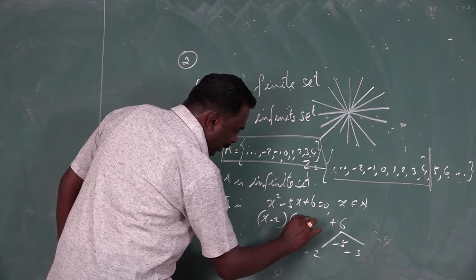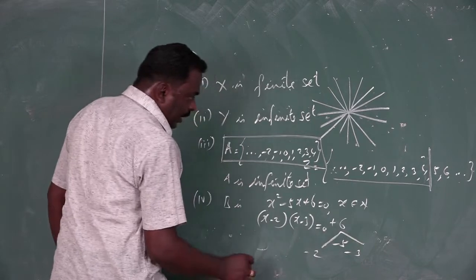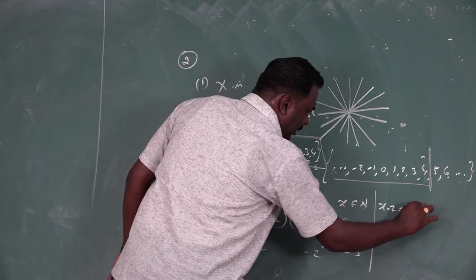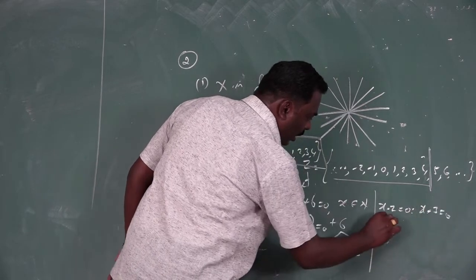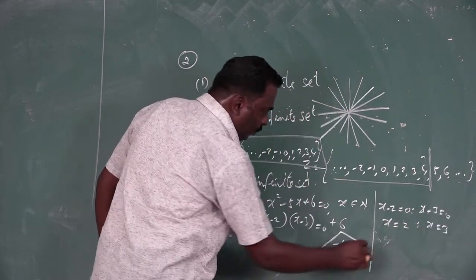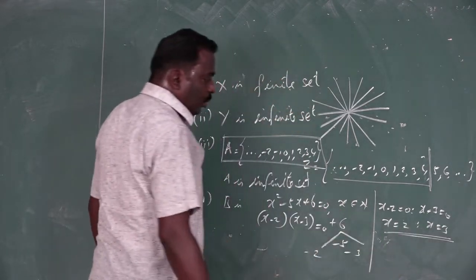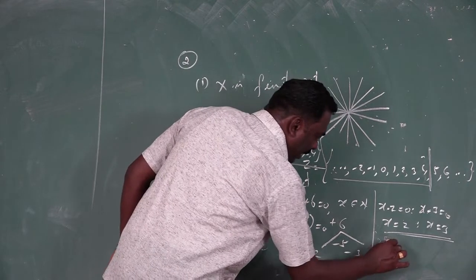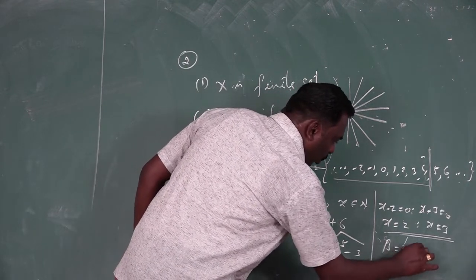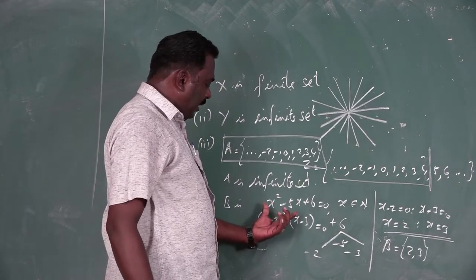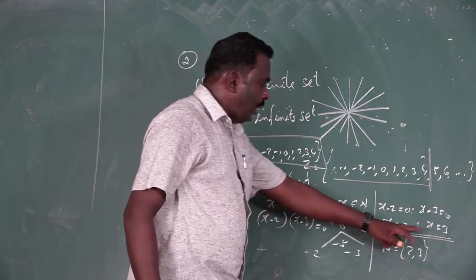Another factor is x minus 3 equal to 0. Therefore, x minus 2 equals 0 and x minus 3 equals 0, so x is equal to 2 and x is equal to 3. Therefore, the elements 2 and 3 are in set capital A, because if you find the roots of the equation, they are only 2 and 3.